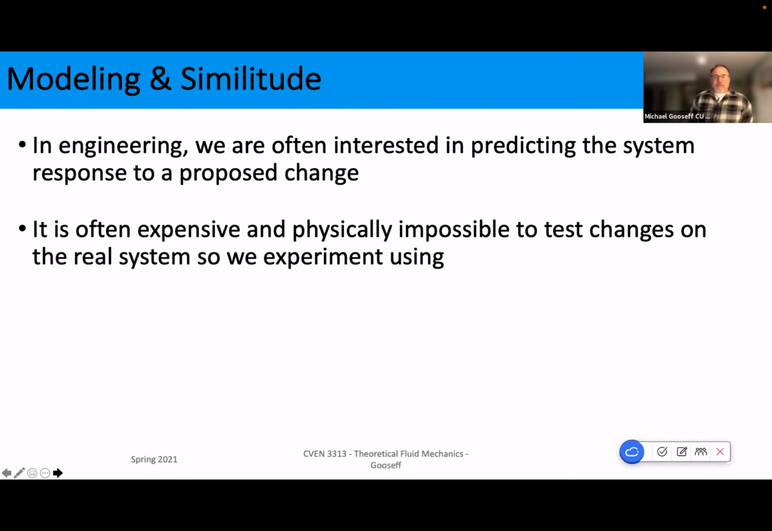All right, so the last topic here is modeling and similitude. The idea that we still need to kind of figure out how is a model going to represent the full-scale processes that are occurring. And again, we want to focus on these dimensionless relationships. How will they guide us? So in engineering, we're often interested in predicting the system response to some proposed change. But it's often expensive and physically impossible to test changes on the real system. So we experiment essentially using scale models, right? We've talked a little bit about scales and so forth.